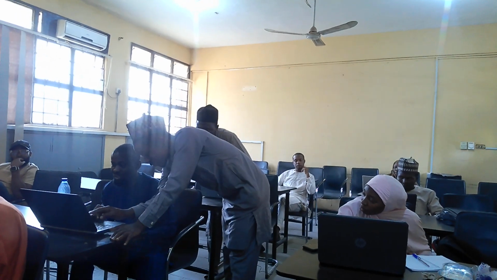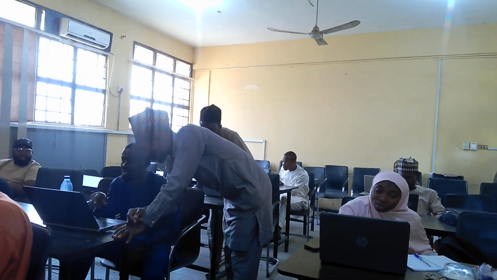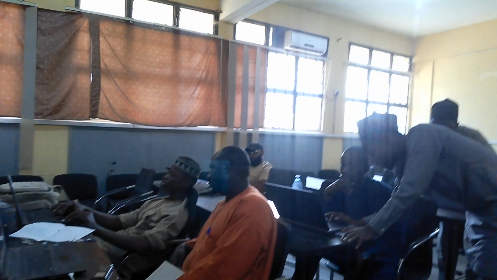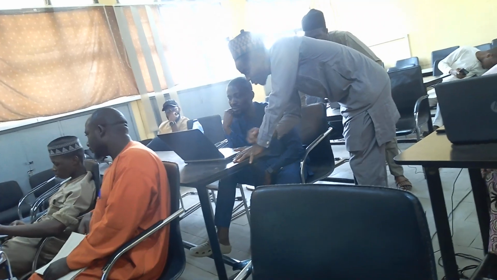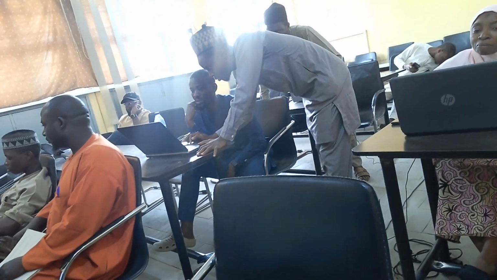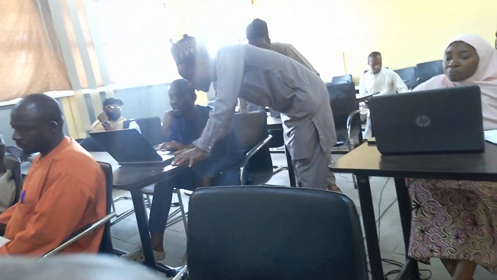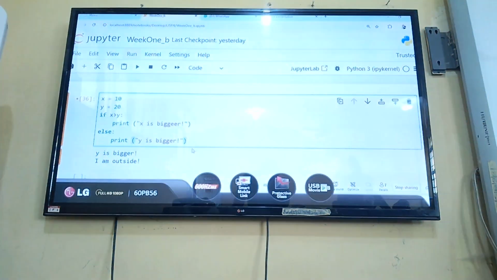Expected error where? Colon. It's expected on this line. Check the error message. There's still an error. If you run this one, it will still give you an error. You expect an error after else.